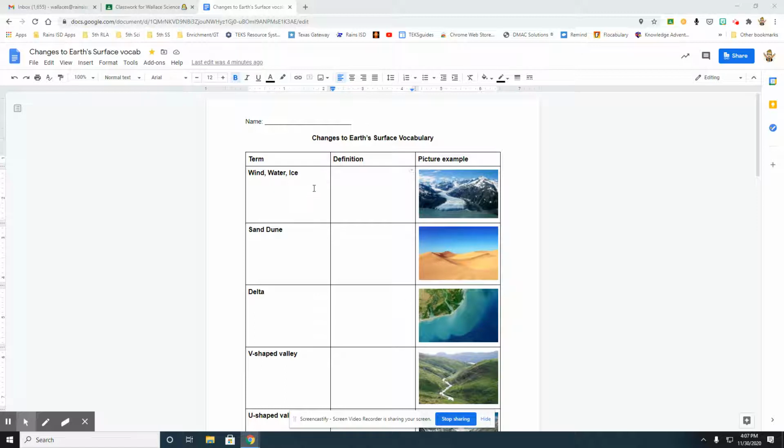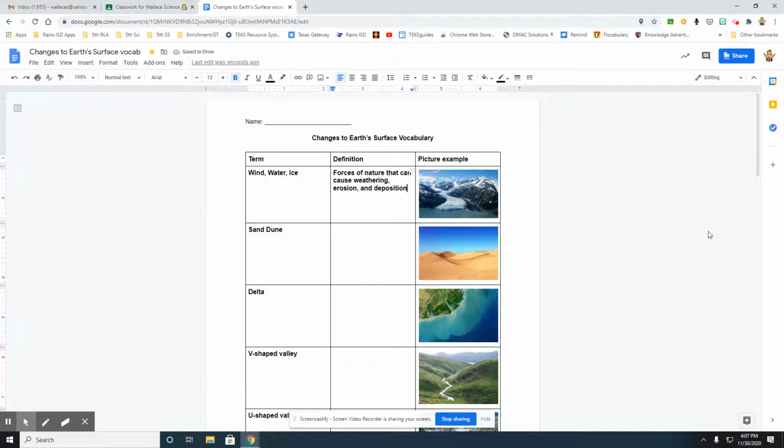So the first one that you see here, it's wind, water, ice. And what these are, forces of nature that are going to lead to weathering, erosion, and possibly deposition. And we're going to talk about those terms later on. Forces of nature that can cause, my computer has a little bit of a lag here, can cause weathering, erosion, and deposition.